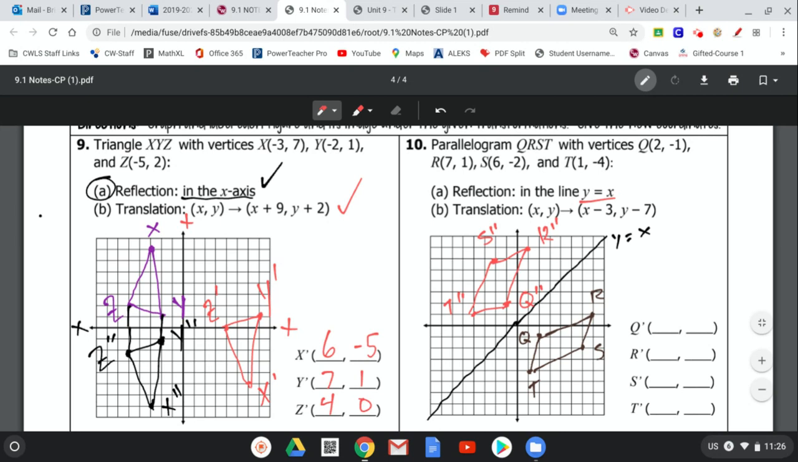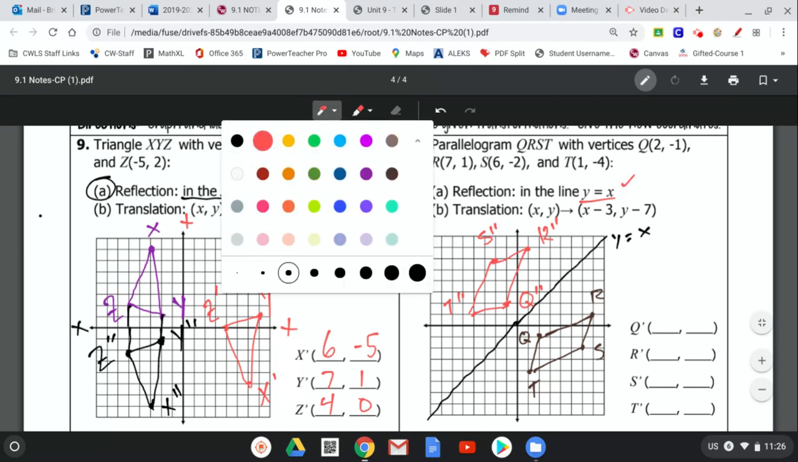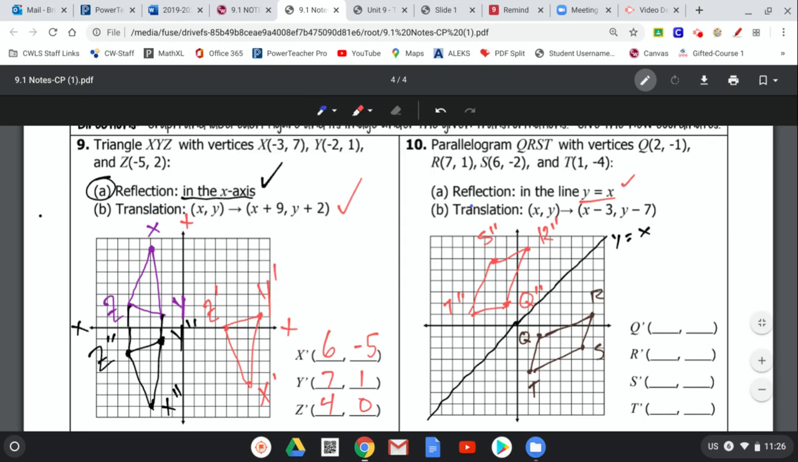And now that we've done that, what I want you guys to do is figure out what the translation is going to lead us to for our final image. So that has x minus 3, so moving in this direction, and also y minus 7, so moving down. So we're going to go to the left and down. What I want you to do is finish that one out and check your answers on Canvas, please.